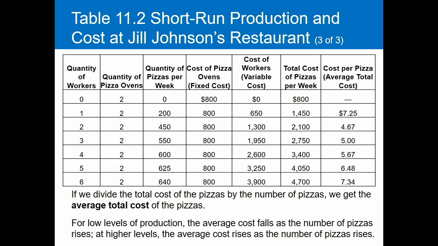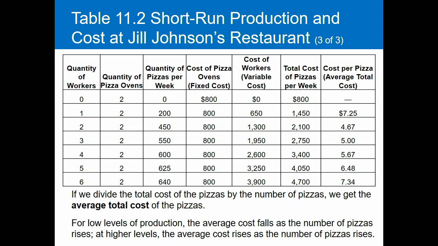So now let's look at the average total cost of pizzas, the average total cost of production. So the total cost divided by the number of units she's producing. So first, the average total cost of pizza is pretty high, $7.25 when we have 1 worker. But then as we start to add more workers, we add a second worker, average total cost drops to $4.67.